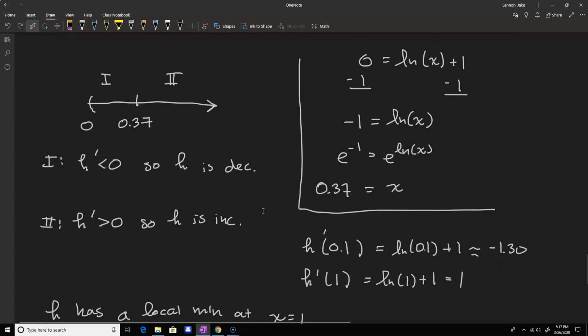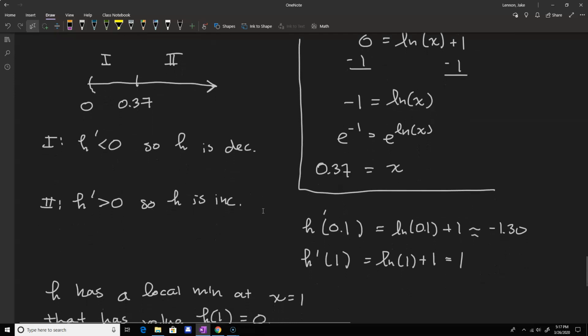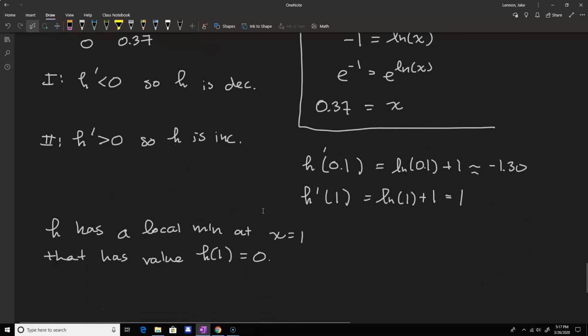Well, our critical value is 0.37. I don't know why I wrote down x equals 1. Well, that's a good reason we checked this one with a graph. 1 was the last number I plugged in. That was just stuck in my head for some reason. So it has a local min at about 0.37, and we want to plug that into h. So yeah, I botched that up. I do apologize. So we have h of 0.37.